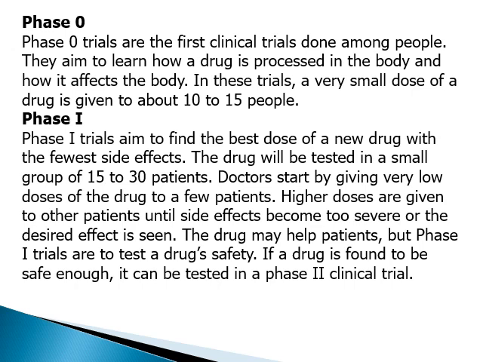Phase 1. Find the best dose of a new drug with the fewest side effects. It will be tested in a small group, 15 to 30 patients. Start by giving very low doses, with higher doses given to other patients until side effects become too severe or the desired effect is seen, and the drug may help patients. But phase 1 trials are to test the drug's safety. If a drug is found to be safe enough, it can be tested in a phase 2 clinical trial.